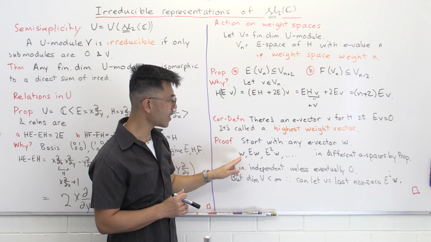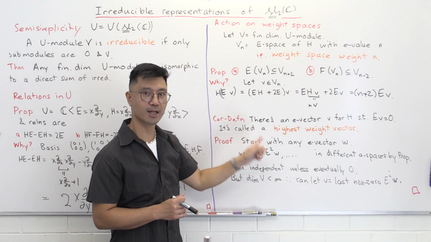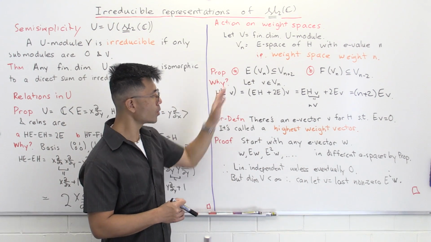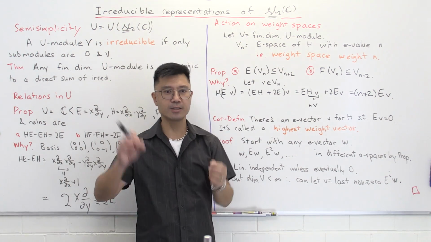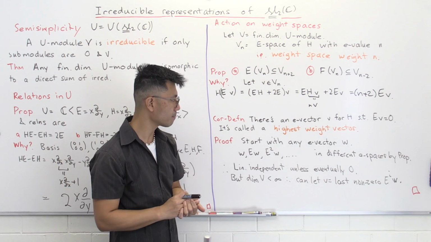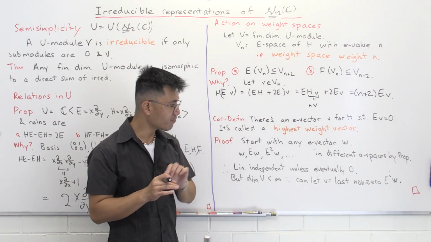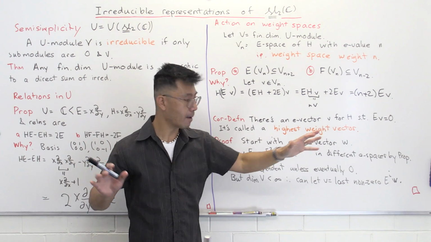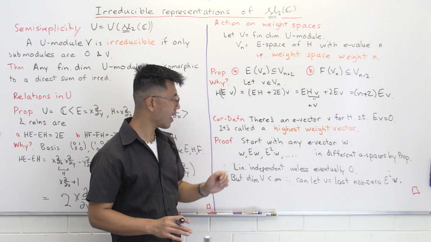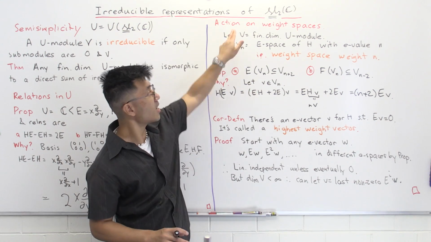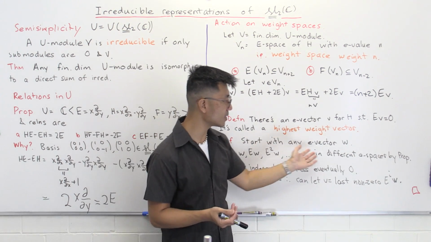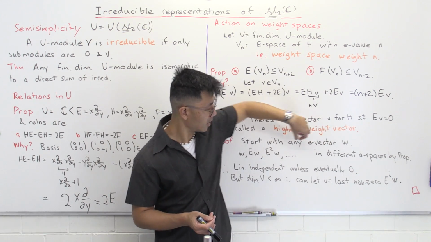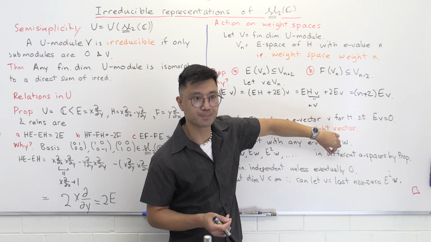So we're going to start with any eigenvector W, and we just keep hitting it with E. So we get EW, E squared W, E cubed W and so forth. And what do we know? We know that by this proposition they lie in different eigenspaces. So if they're all non-zero, then they must be linearly independent. But that's an infinite list, and this module V is finite dimensional. So eventually it must be linearly dependent. The only way that can happen is that at some point you get a 0. So you keep applying this and you eventually get 0.